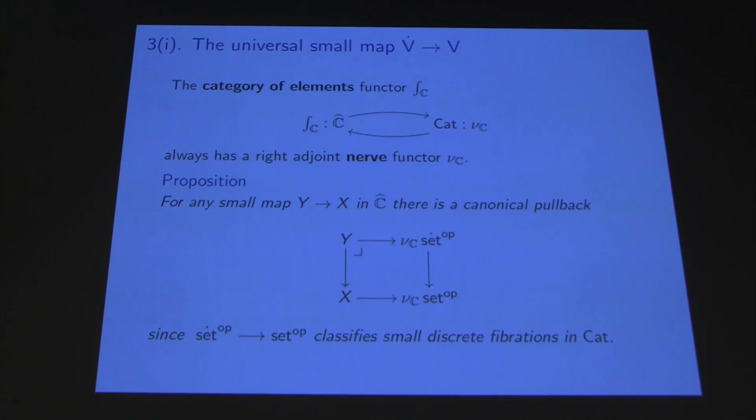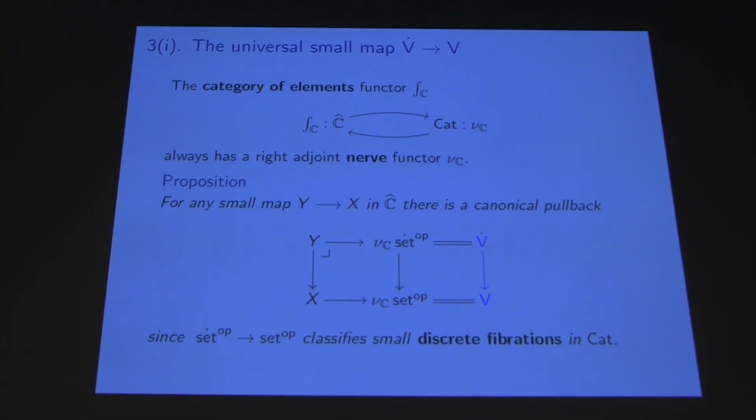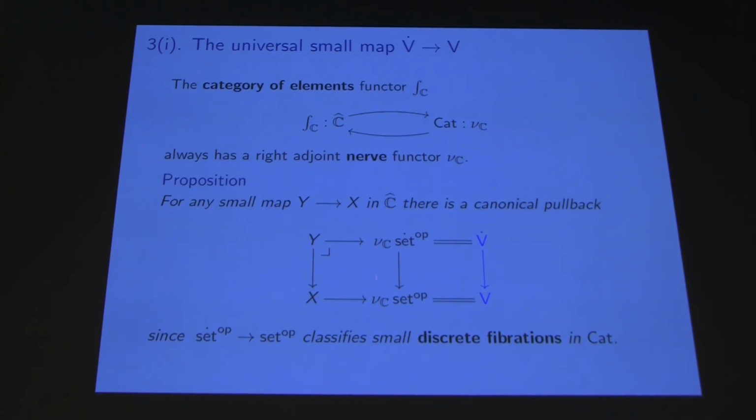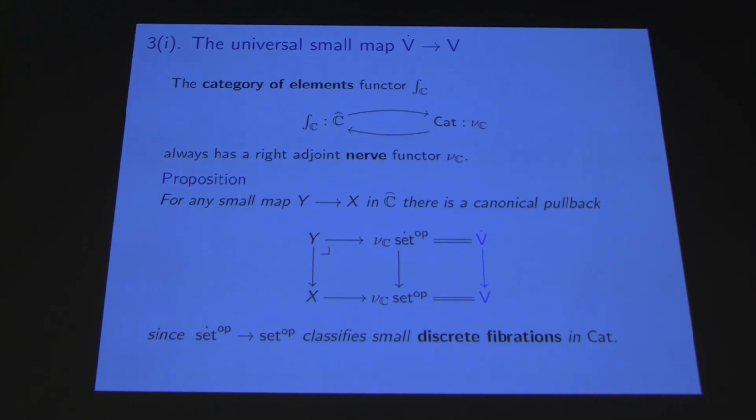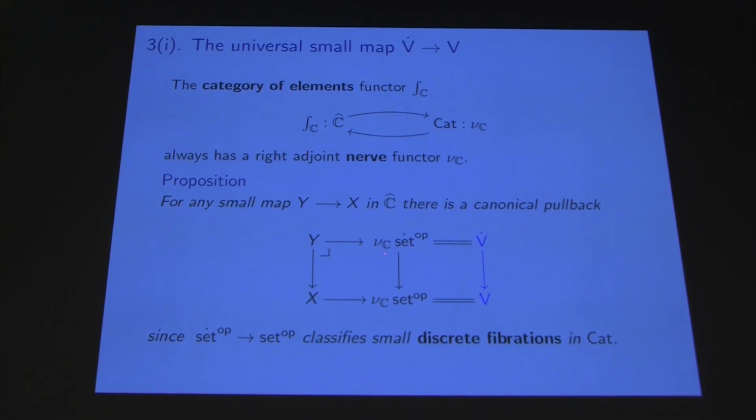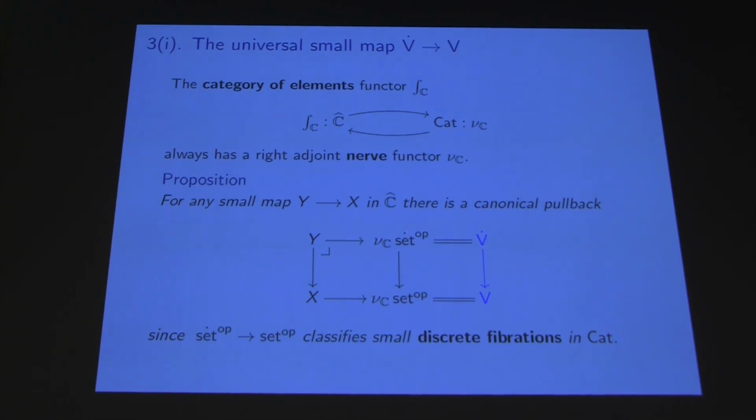And so just by adjoint transposition and a little bit of reasoning, I see that this gadget here is a universal map, or a universal small map. And so that's my V, and V dot is the nerve of the discrete fibration classifier in Cat. That's step 1.